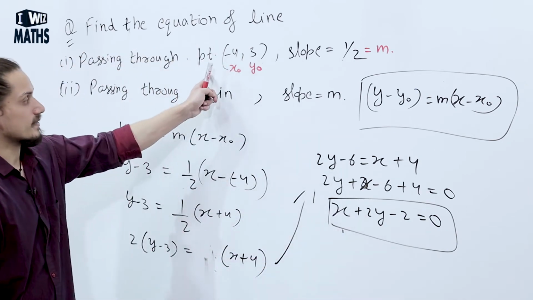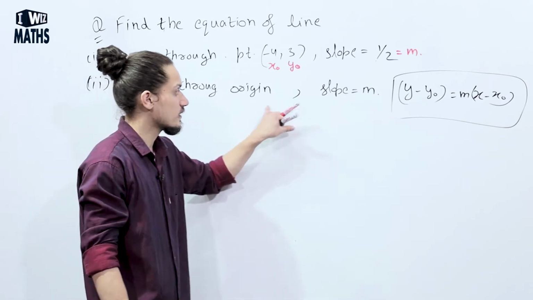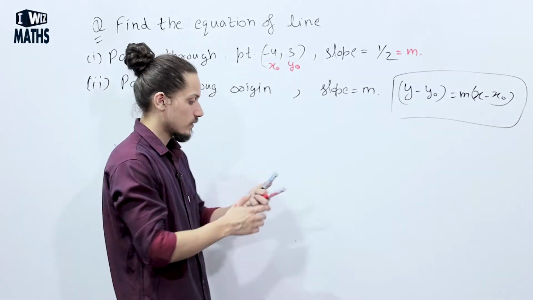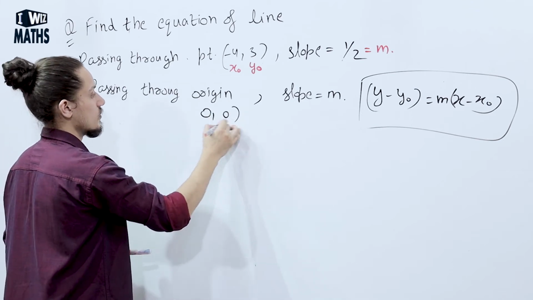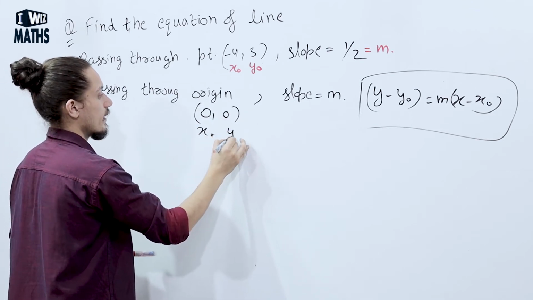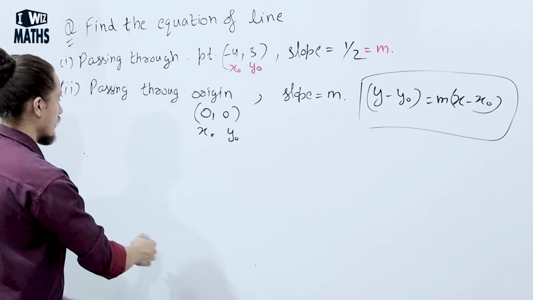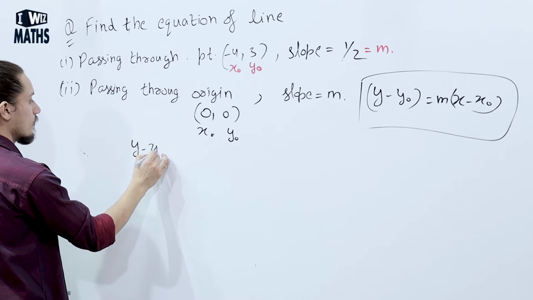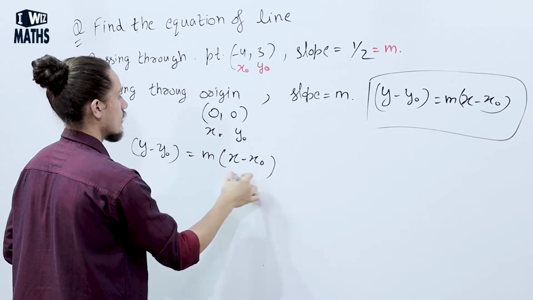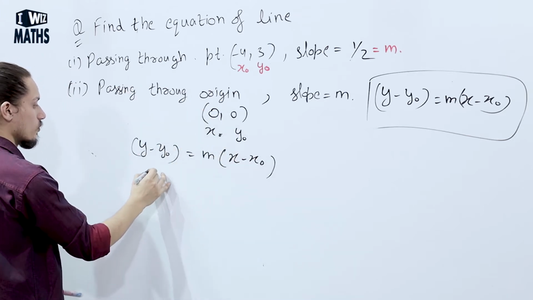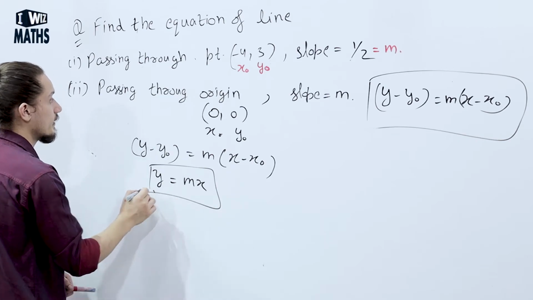Now in part 2, we have to find the equation of line passing through origin whose slope is equal to m. So if a line is passing through origin, तो origin के point क्या होते हैं? (0, 0), that is x naught is equal to 0 and y naught is equal to 0. Slope is given to be equal to m. So in this case, equation of line becomes y minus y naught is equal to m times x minus x naught. y naught is 0, x naught is 0, we get y is equal to m x, which is the required equation of line in part 2.